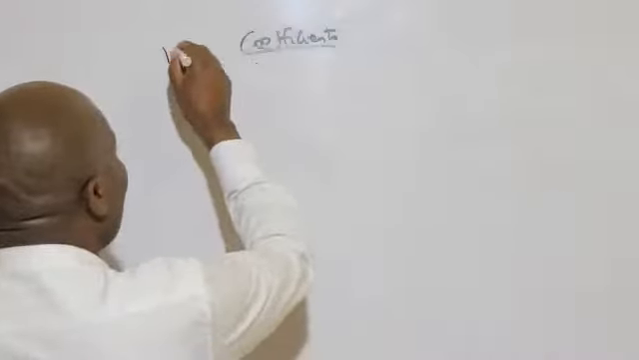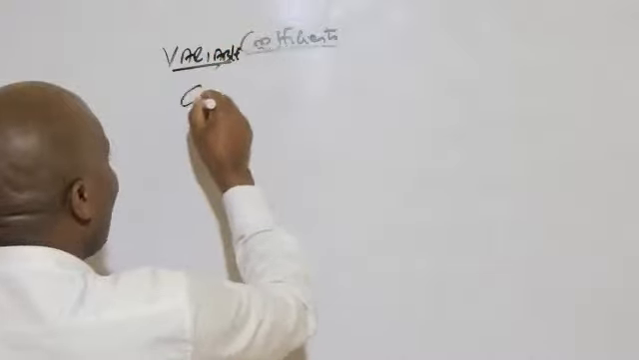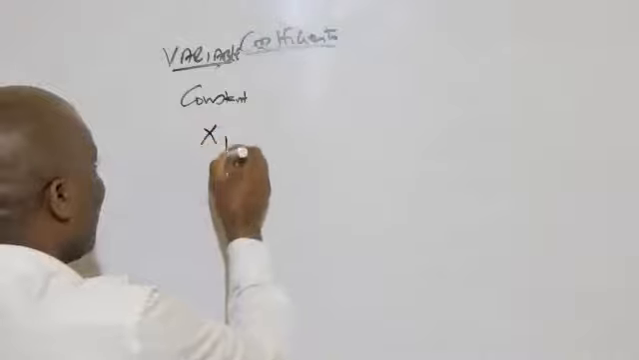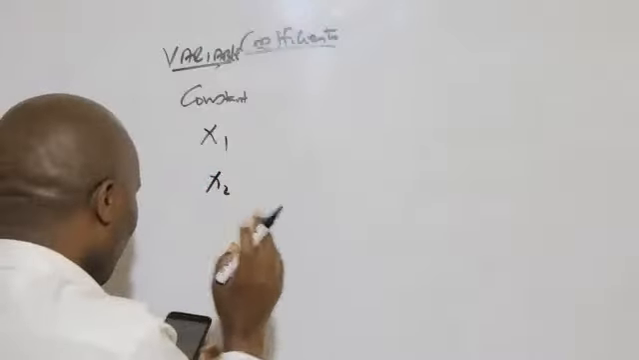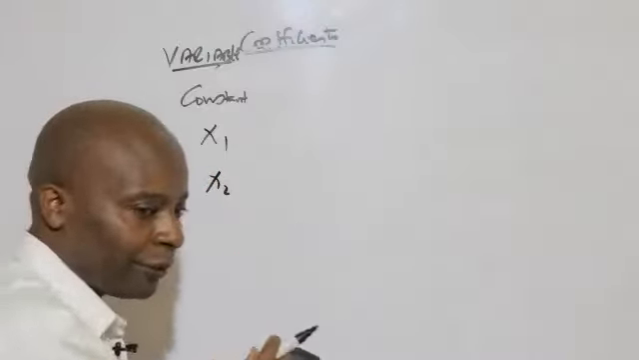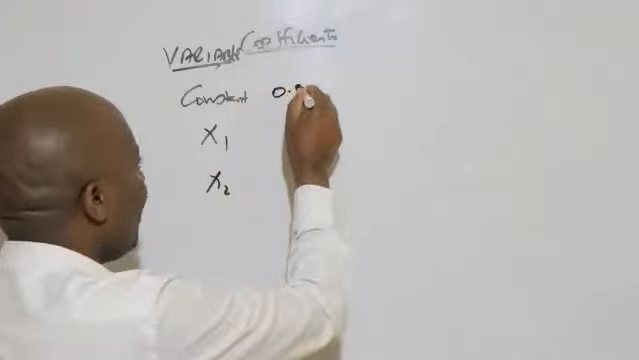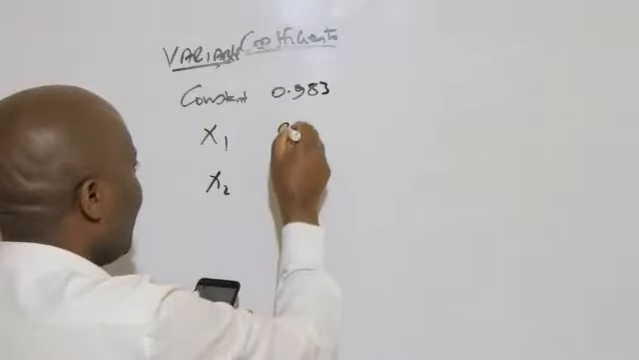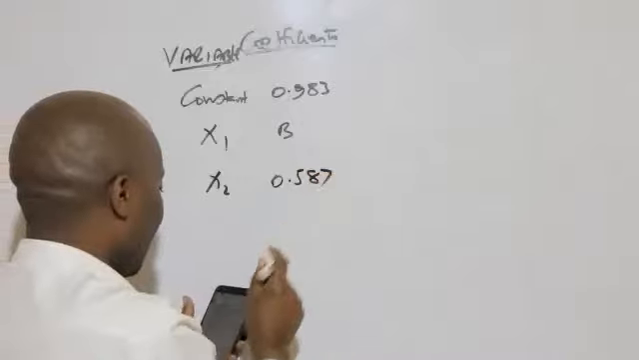We are supposed to start with the constant. So constant, we have variable x1, we have variable x2. No wonder you guys are not able to do this question. So the coefficient for the constant is 0.983. This one here is B. This one is 0.587.